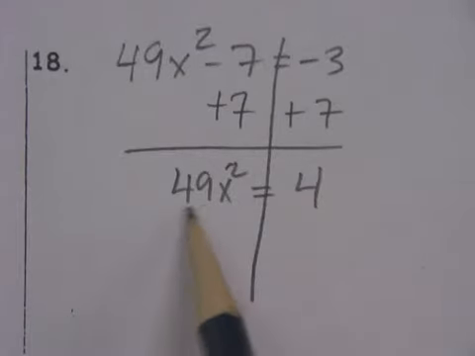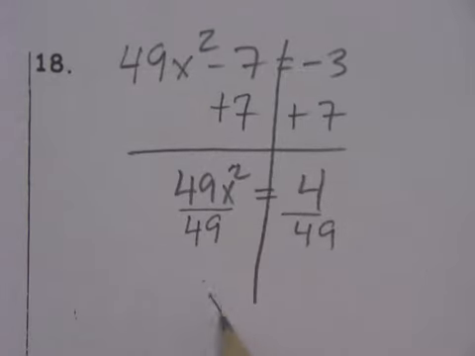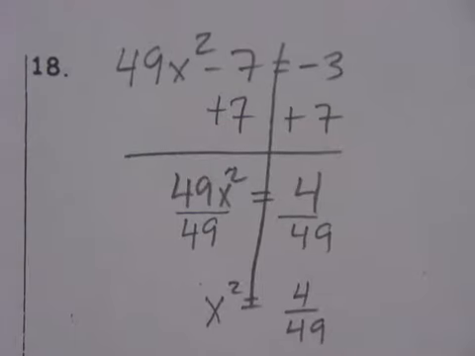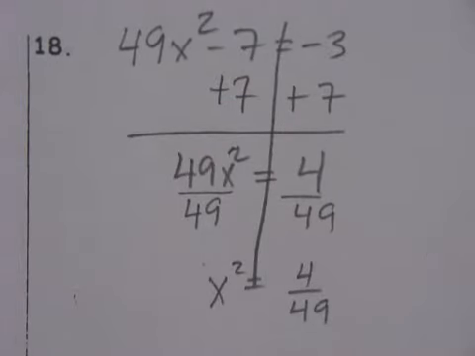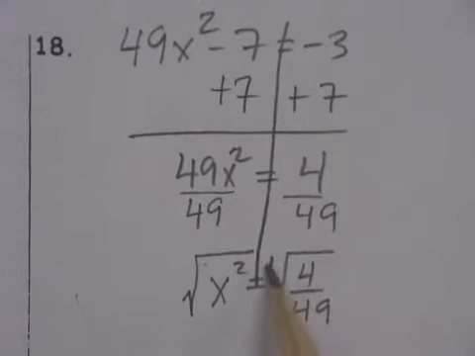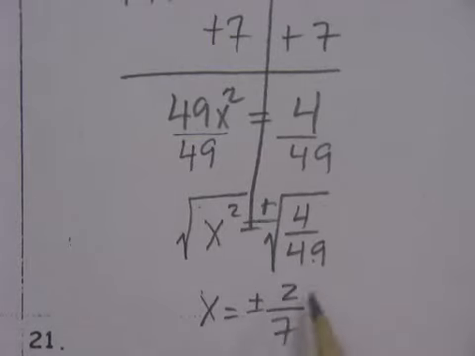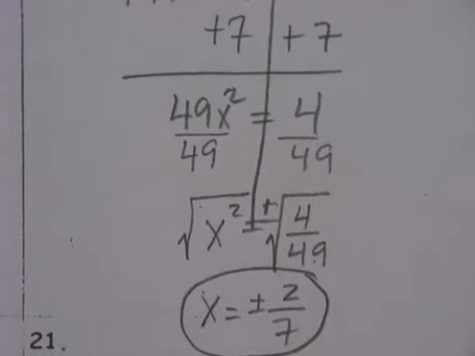Now remember, don't take the square root until you get rid of this 49. So you got to get rid of the 49 first. So x squared equals 4 over 49. Once you get to that point, then take the square root. So square root, plus or minus, and then x equals plus or minus, square root of 4 is 2, square root of 49 is 7. And there it is, right there.